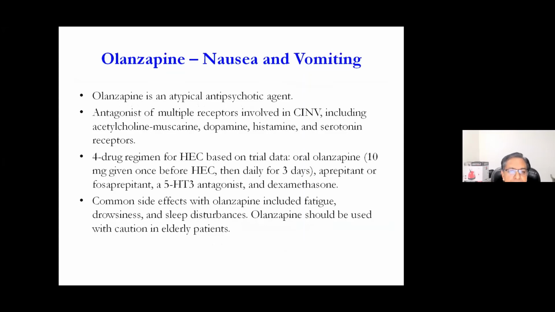It's an atypical antipsychotic agent. It acts on multiple receptors, including acetylcholine, muscarinic, dopamine, histamine, and serotonin. So this emphasizes that even if there are multiple underlying etiologies, the use of these drugs as a part of combination therapy, even for highly emetogenic chemotherapeutic agents or patients having multiple etiologies with advanced cancers, remains one of the acceptable drugs for optimal management of nausea and vomiting.